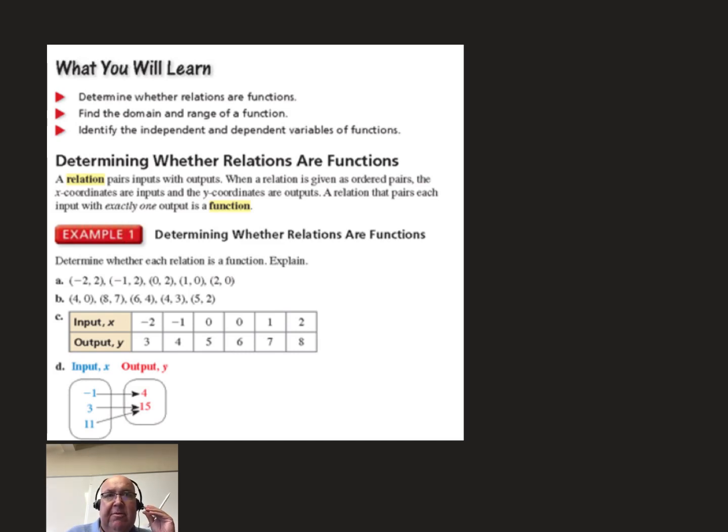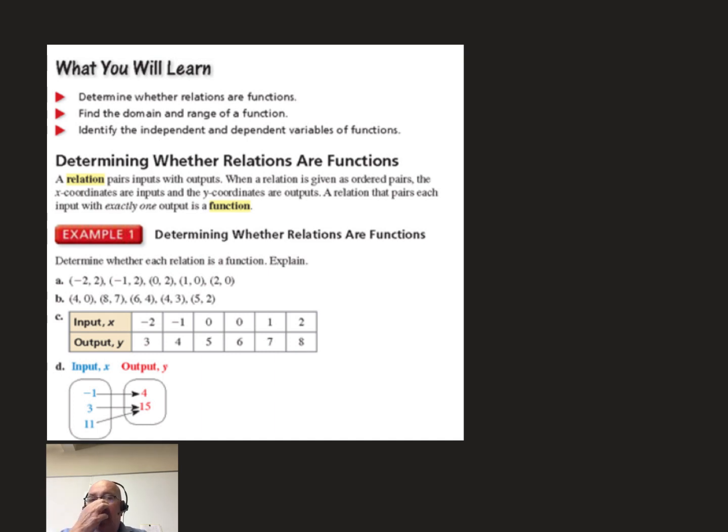Okay, in chapter 3 we're going to be looking at functions and defining what a function is. Then we're going to look at a type of function called a linear function. So first off, we want to determine if a relation is a function. The easy way to say that is that any x value can only be associated with one y value.